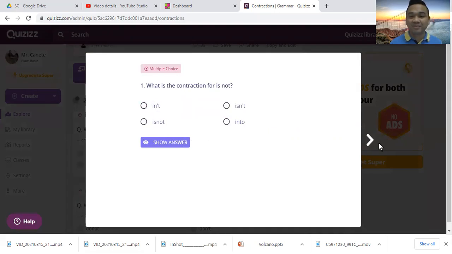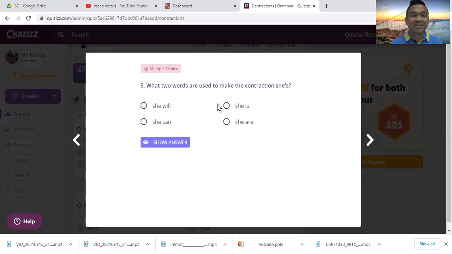Okay, number two. What is the contraction for do not? Again, what is the contraction for do not? Is it do not, don't, or didn't? Choose your answer. I'll give you a few seconds. Okay, let me see if your answer is correct. Again, the contraction for do not is, very good, don't. So the contraction for do not is don't. All right, because do plus not, the contraction is don't.